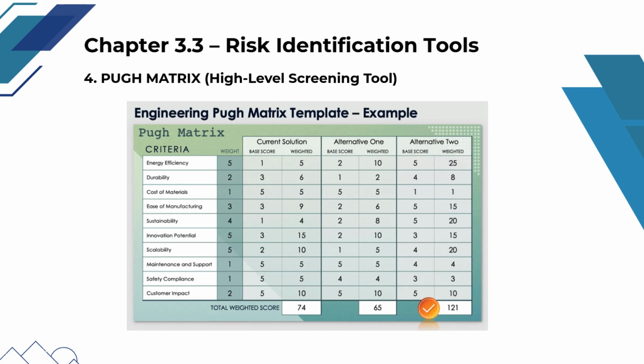By listing the options on one axis and the evaluation criteria on the other, each alternative is scored relative to a baseline, making strengths, weaknesses, and trade-offs clearly visible. This structured approach supports objective, data-driven decision-making, reduces reliance on intuition, and ensures that the selected design best meets customer requirements and project goals. In DMADV, it is particularly useful for quickly narrowing down choices, prioritizing features, and guiding the team toward the most robust and effective solution.